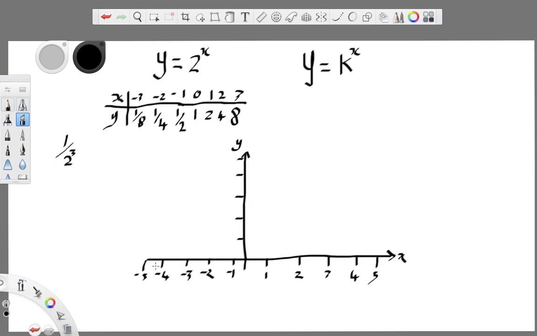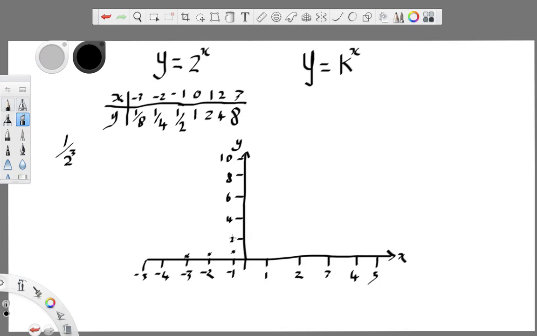So minus 3 was an eighth, so that would be somewhere very down here. Then minus 2 was a quarter, so that would be slightly higher. Minus 1 was a half, so again slightly higher. I'll put these numbers on actually, so 2, 4, 6, 8, 10. And then we went on to 0.